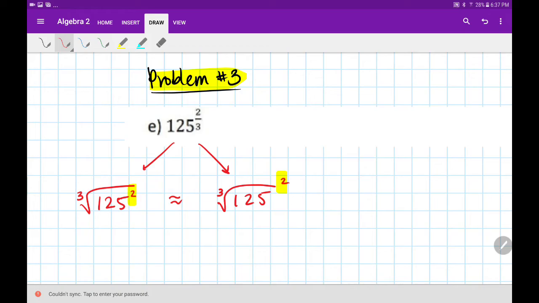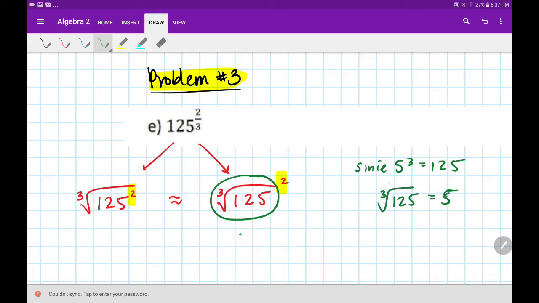But I'm just going to let you know right now that I like to do the one on the right side better, just because it lets me take the cubed root of 125 first. Now, I know what the cubed root of 125 is because I remember that 5 times itself 3 times is 125. So since 5 cubed is 125, that means the cubed root of 125 is 5. So the question being, what number times itself 3 times gives me 125, that would be 5.